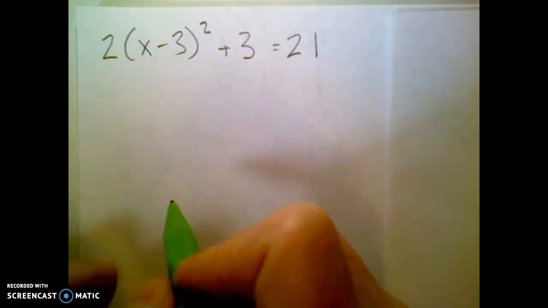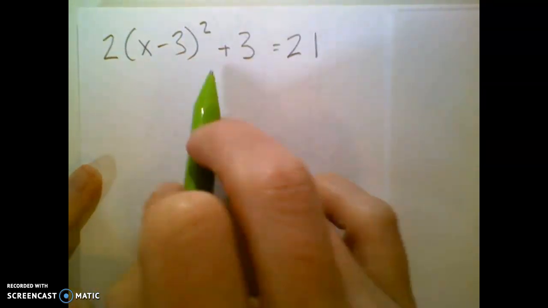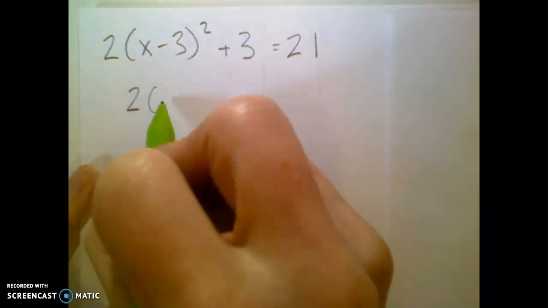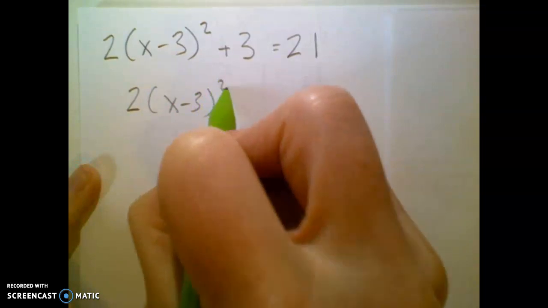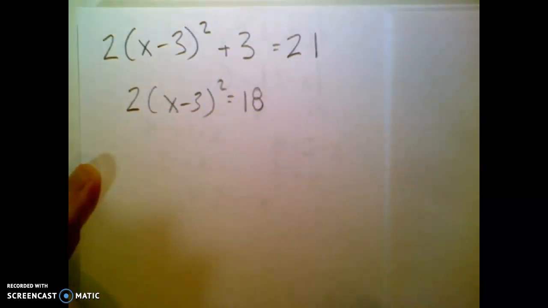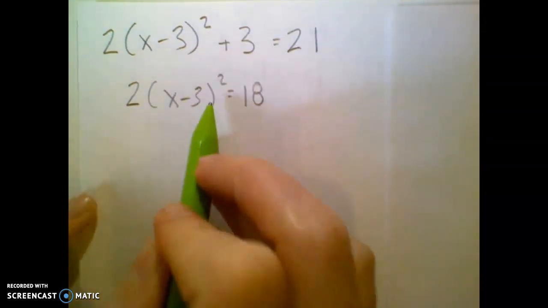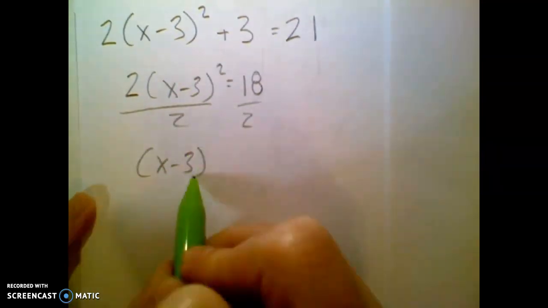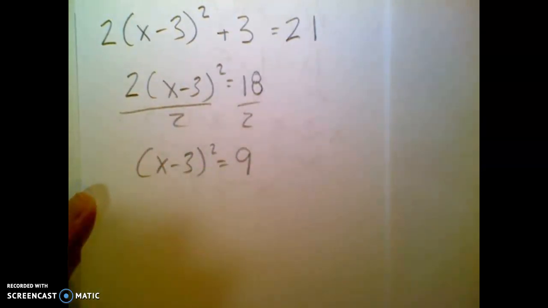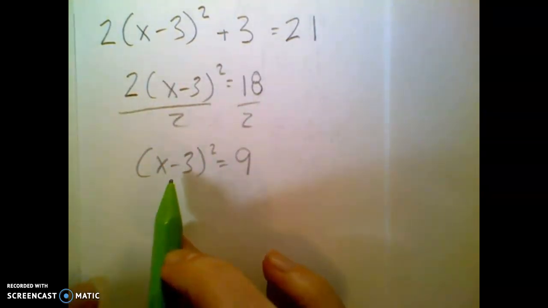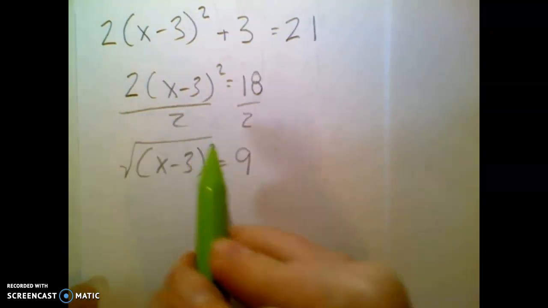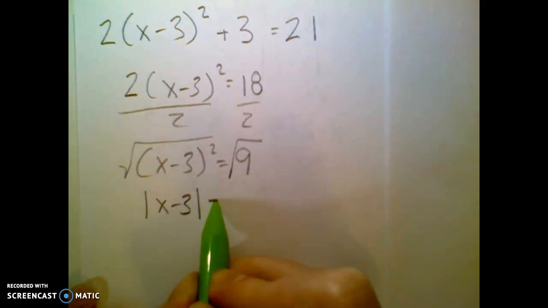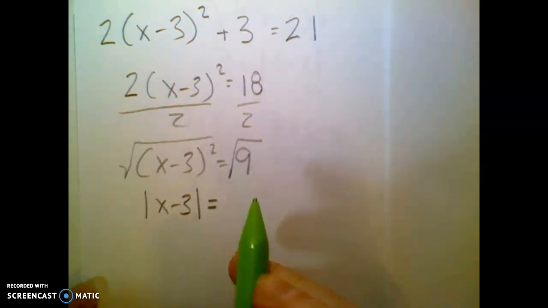On this example, I'm going to get rid of this plus minus stuff first and then get rid of the firmly attached number. So minusing 3, you're going to get 2 parentheses x minus 3 squared equals 18. I've got to isolate this squared stuff, so divide by 2, divide by 2. I'm going to get x minus 3 squared equals 9. Then, because I've isolated it, I can go ahead and square root both sides. I'm going to get absolute value of x minus 3 equals square root of 9, which is 3.